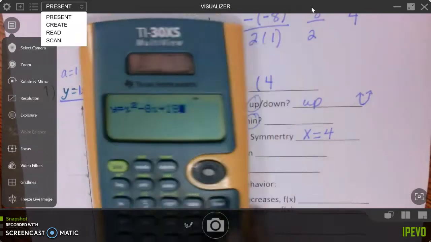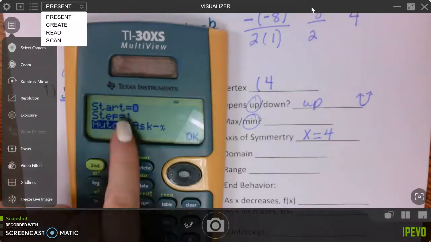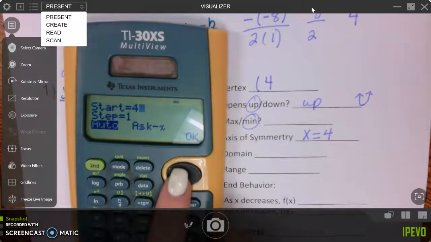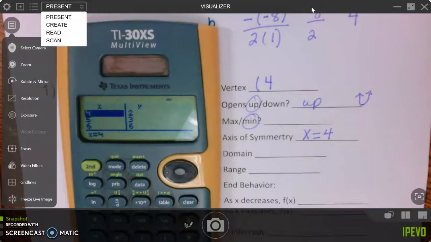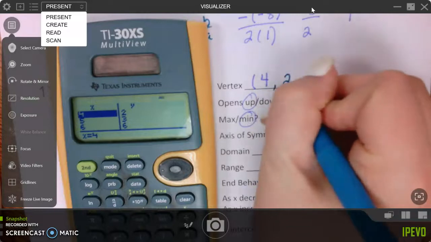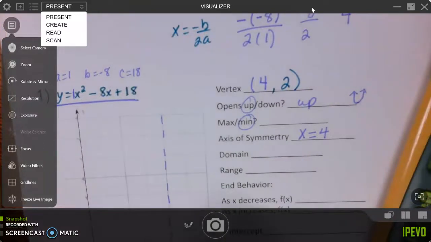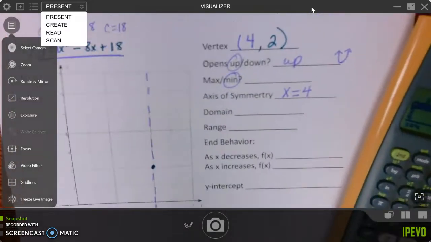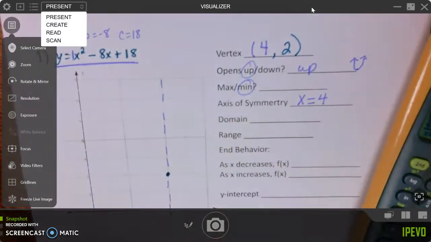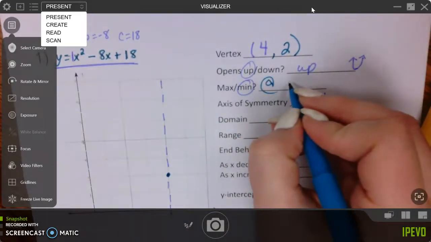So you know that the x-coordinate of your vertex is 4. When you hit enter here, you want to start your table at 4. That is automatically going to tell you the y-coordinate of your vertex should be 2. So your vertex is at 4, 2. 4, up 2. Your vertex is there. That is my vertex. So our minimum is going to be at that y value, which is 2.